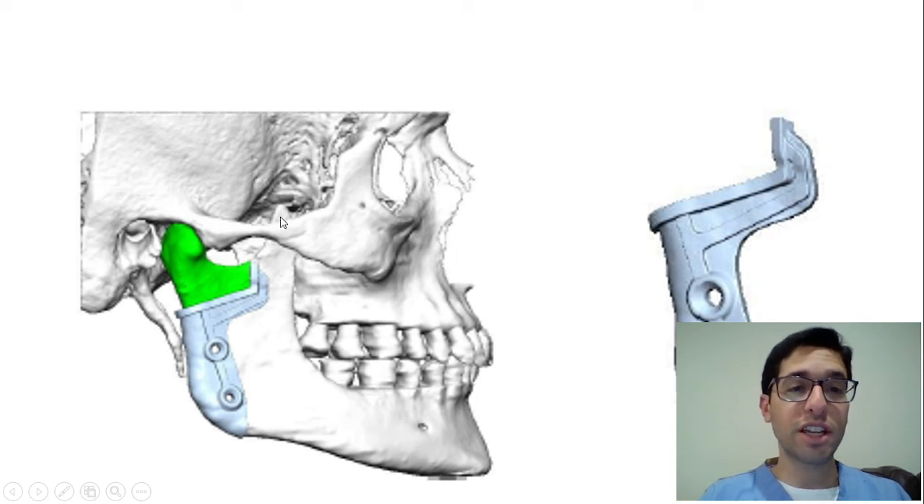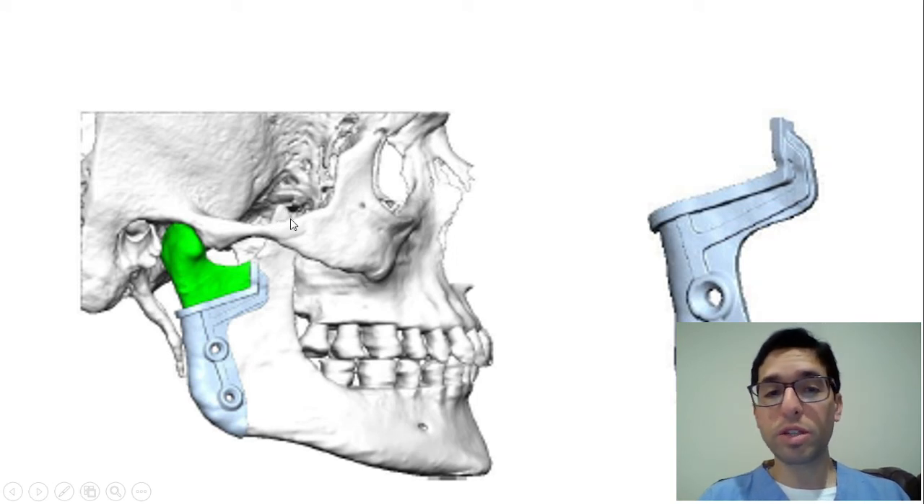And even in this patient, who does have a little bit of a high coronoid, that was perfectly reasonable. But anyway, don't get concerned about that.